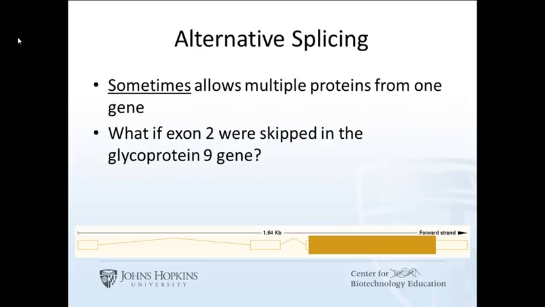Okay, looking at the glycoprotein 9 gene, what if exon 2 were skipped? One transcript would have exons 1, 2, and 3, while an alternative transcript would only have exons 1 and 3. Well, both would make the same protein, since the coding region is in exon 3, and both transcripts contain exon 3. Why make 2 different transcripts only to produce the same protein? Good question. Stay tuned.